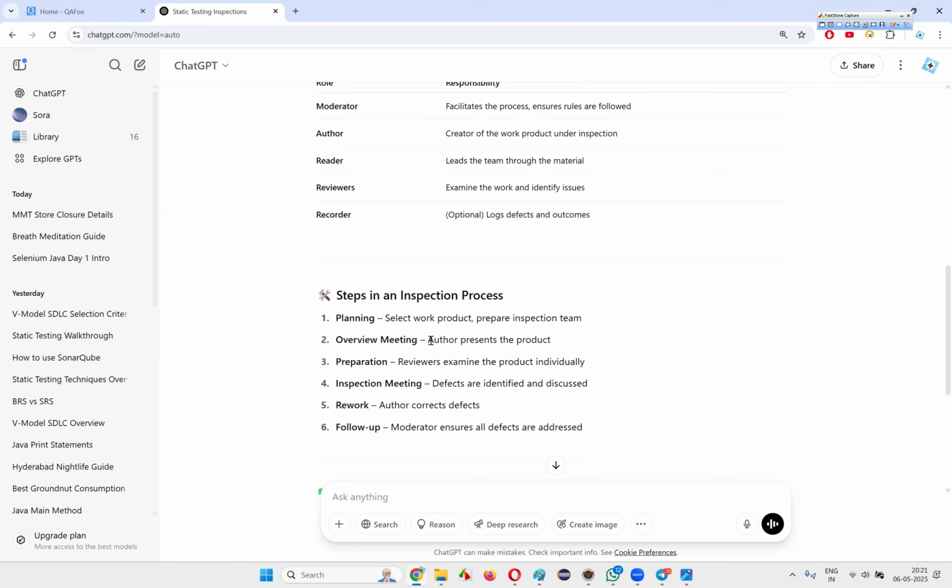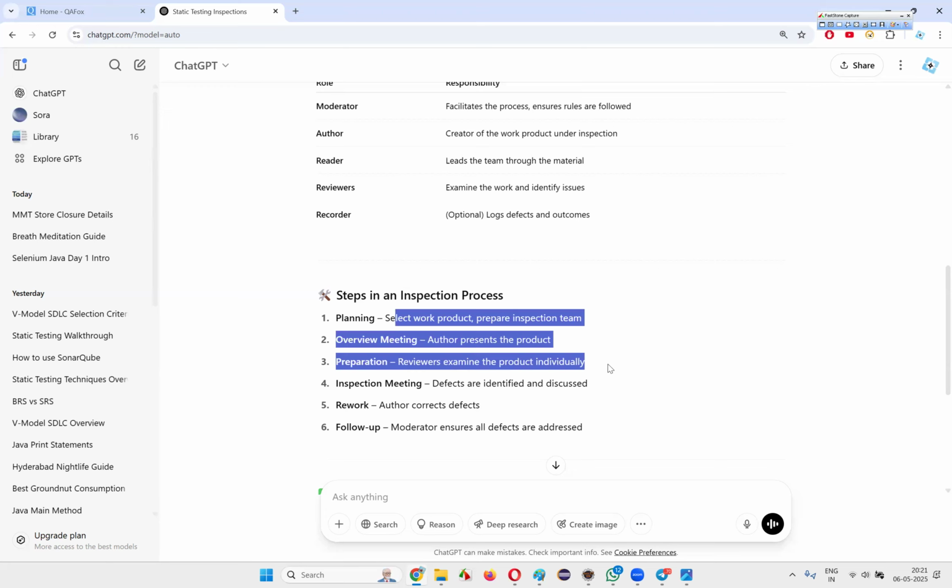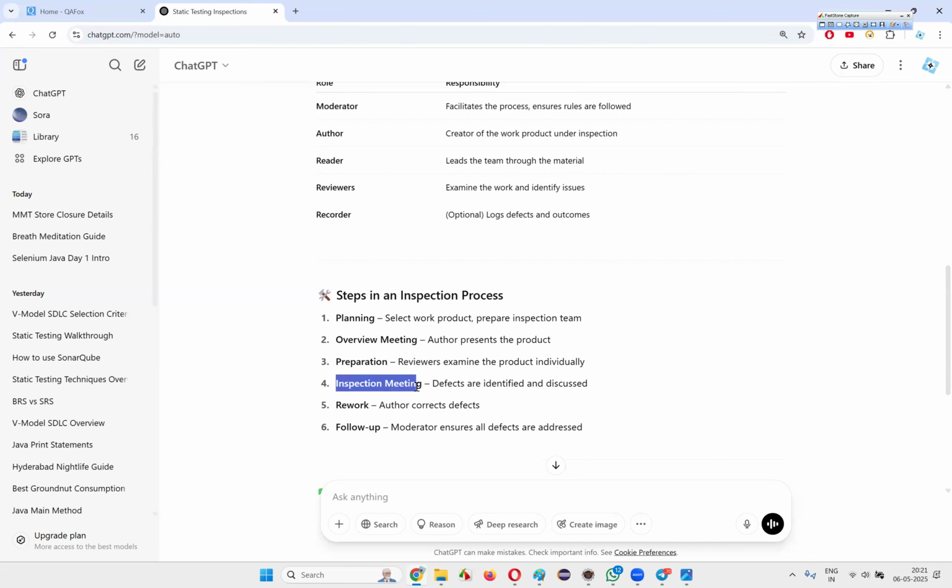Then a small overview meeting will happen where the author will present the product, and then preparation. Reviewers, before the meeting happens, will review the product demonstrated by the author so that they will be ready to tell their points of view in the meeting. Then the inspection meeting will happen where the author and reviewers meet and go through all this discussion process. Then the rework process, where the author corrects the defects.